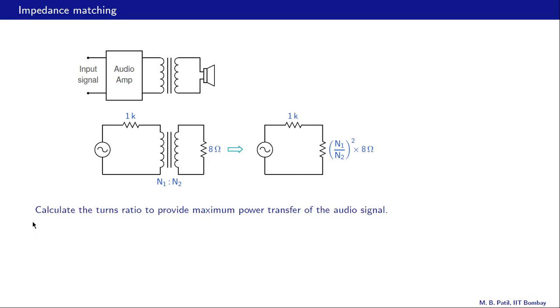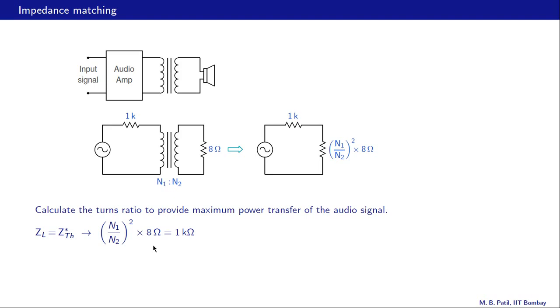Here is our actual problem statement. We look at this circuit and calculate the turns ratio to provide maximum power transfer of the audio signal. What is the maximum power transfer theorem? It says that ZL must be equal to ZTH star. And in this case, since the imaginary parts of ZTH and ZL are 0, all it means is that the real parts must be equal. That means we must have (N1 by N2) squared times 8 ohms equal to 1k, like that.